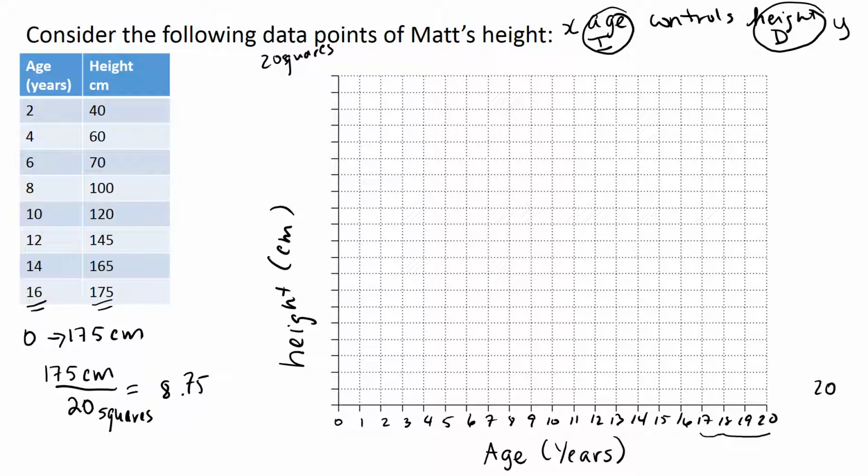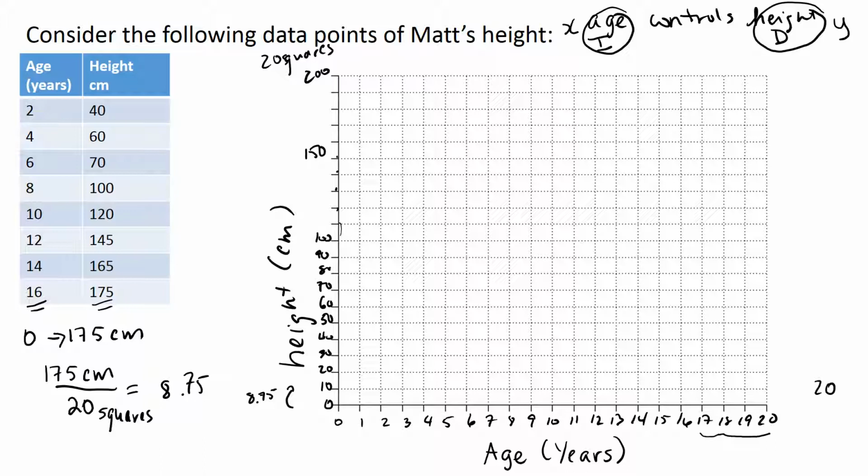But 8.75 is a really awkward number to work with. Can you imagine jumping 8.75 each time? So the most convenient number that's close to 8.75 is 10. So I'm going to use 10. 0, 10, 20, 30, 40, 50, 70, 80, 90, 100. And I'm not going to write the rest of them in. I'm just going to jump a little bit, go up 1, 2, 3, 4, 5, and that's 150. And 1, 2, 3, 4, 5, and that's 200. So as long as you put some numbers in, you don't have to put every number on the vertical scale.